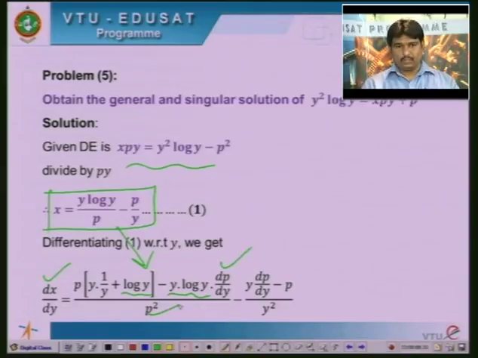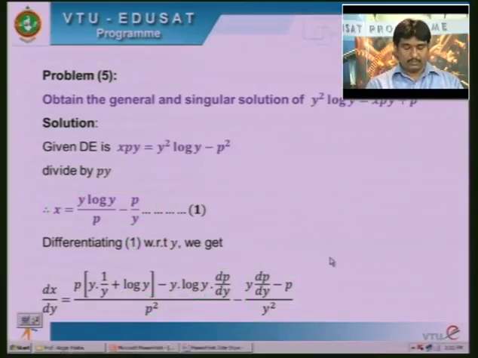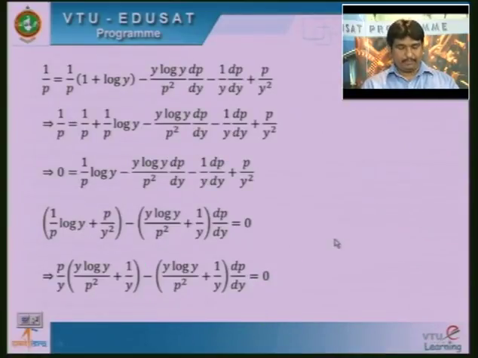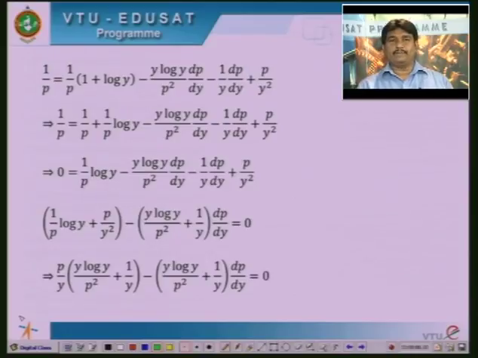This is the derivative of the first term, derivative of y log y by p, minus the derivative of the second term, again quotient rule: denominator y into derivative of numerator dp by dy minus numerator p into derivative of denominator 1, divided by y square. Now write dx by dy as 1 by p and simplify this to get 1 by p equals 1 by p into 1 plus log y minus y log y by p square into dp by dy minus 1 by y into dp by dy plus p by y square.